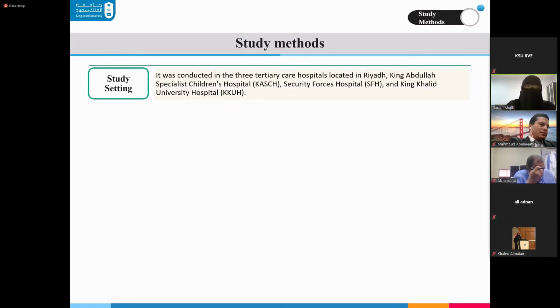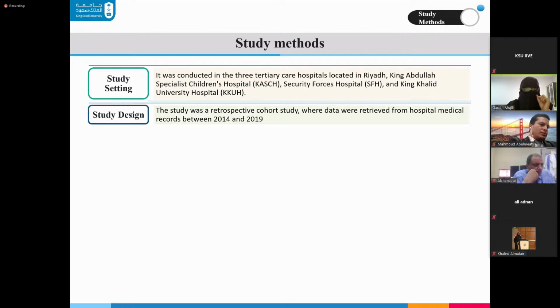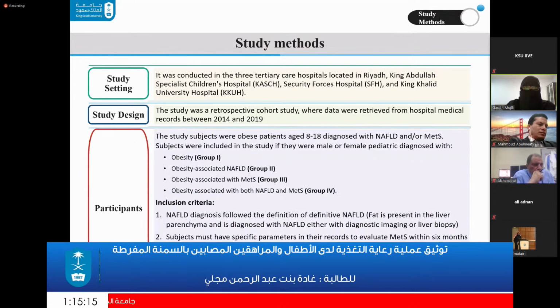Moving to the study methods, the study setting was King Abdullah Specialist Children's Hospital, Security Forces Hospital, and King Khalid University Hospital. The study was a retrospective cohort study where data were retrieved from hospital medical records between 2014 and 2019. The study subjects were obese patients aged 8 to 18 diagnosed with NAFLD or metabolic syndrome. Subjects were included in the study if they were male or female pediatric patients diagnosed with obesity, obesity associated with NAFLD, obesity associated with metabolic syndrome, and finally, obesity associated with both NAFLD and metabolic syndrome, and we put them in the following groups.